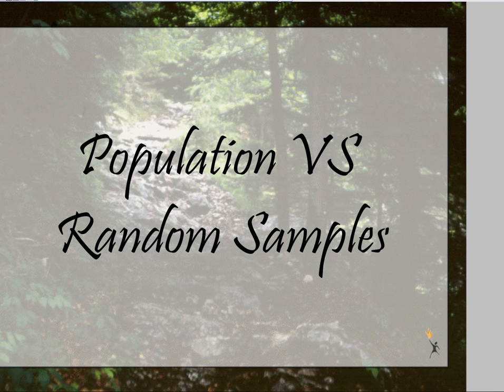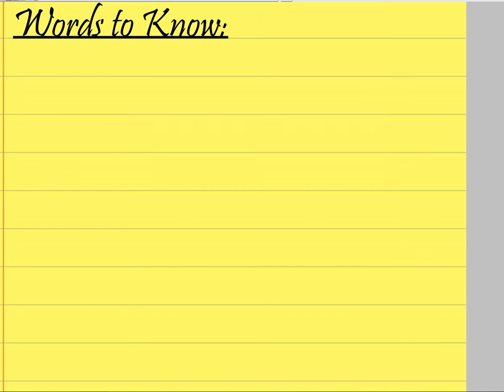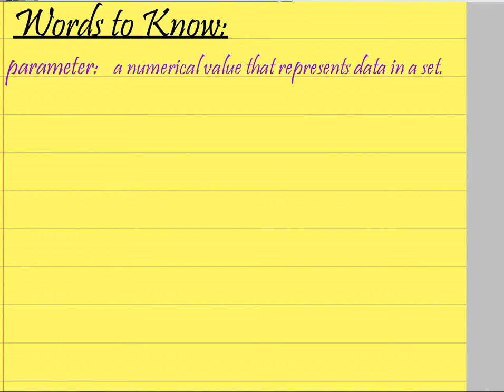So today we're talking about populations versus random samples. First, we're going to start, of course, with some definitions to write down. Please make sure that these get into your notebooks. And we're going to start off with parameter. A parameter is a numerical value, so we're talking some kind of number data that represents a set. Whether I'm talking about mean or median or standard deviation or whatever, we're talking about a number that represents the data in a set.